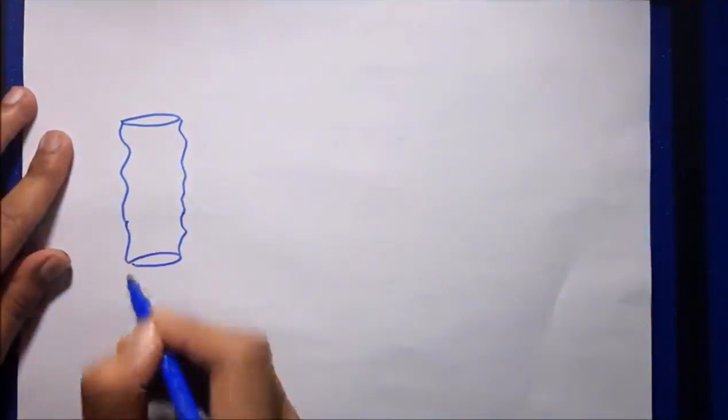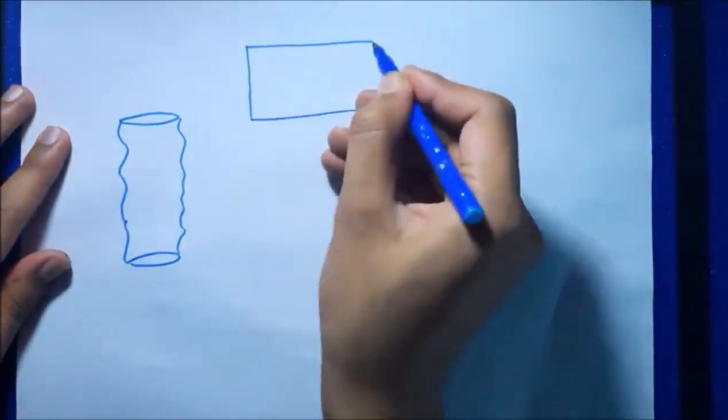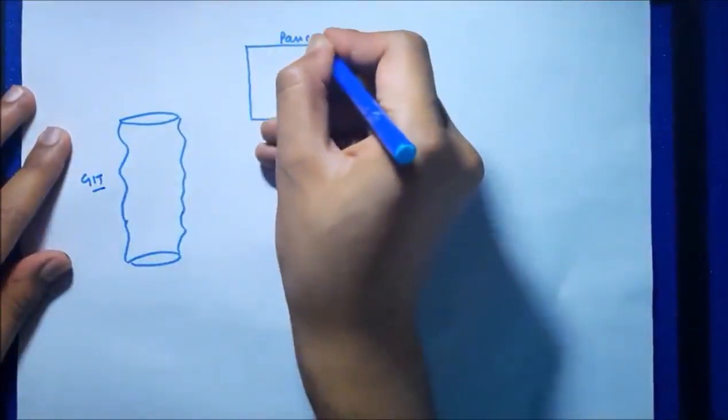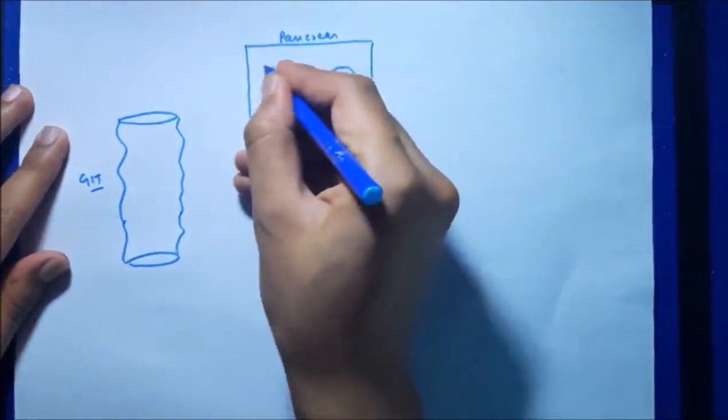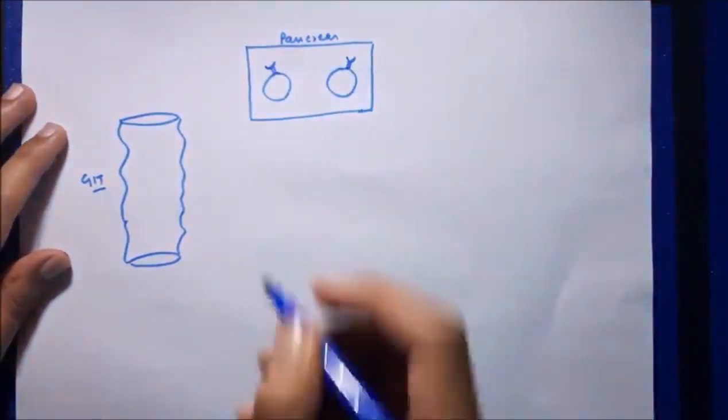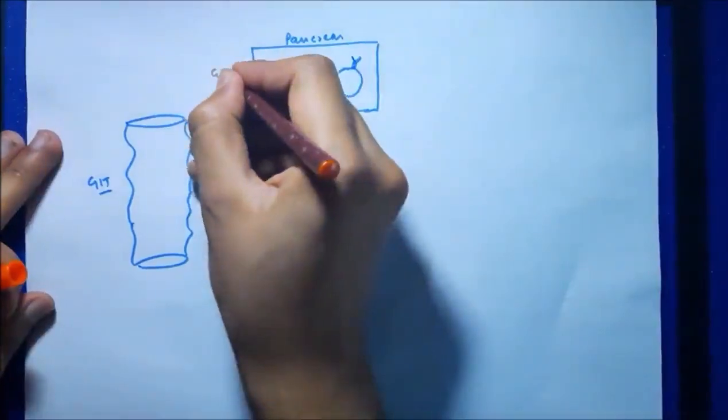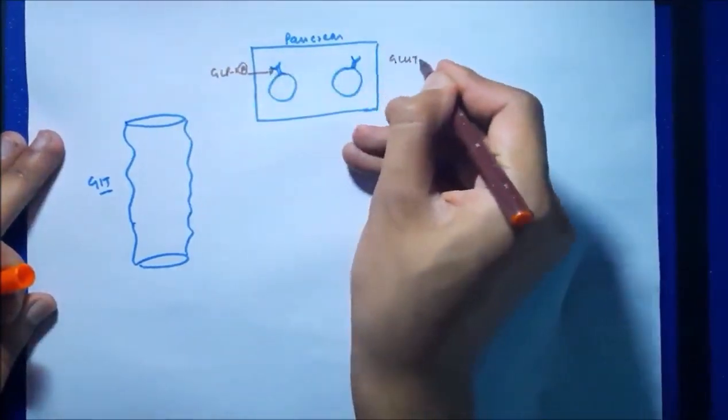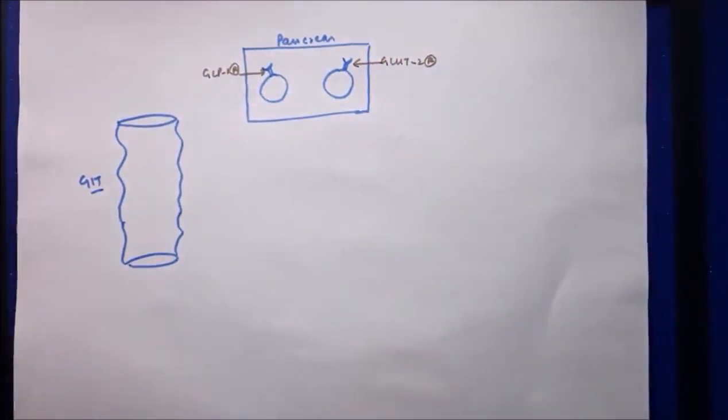Now let's try to find out various steps where we can use drugs for diabetes. So this is a schematic diagram of the gastrointestinal tract and pancreas. Now in the pancreas, beta islets are present, which have two types of receptors, GLUT2 receptors and GLP-1 receptors.